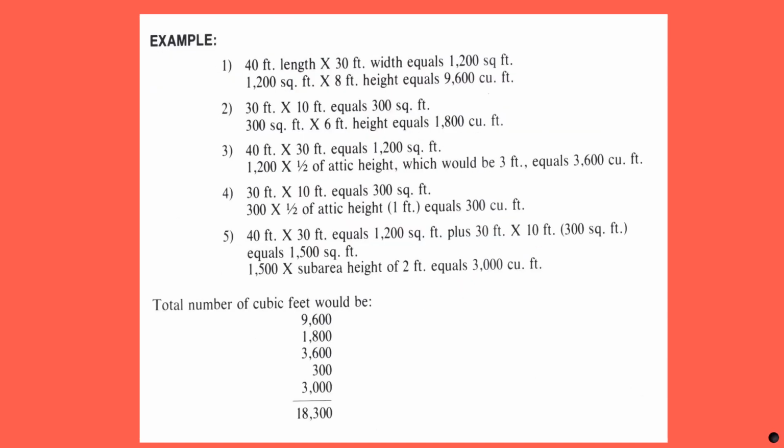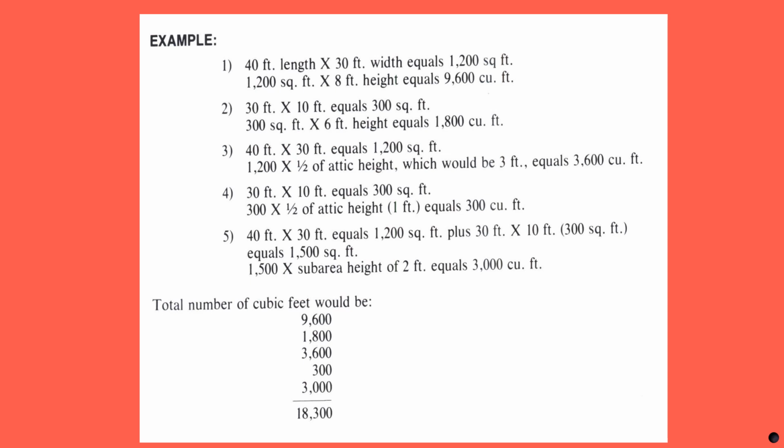Example. 1. 40 feet length by 30 feet width equals 1,200 square feet. 1,200 square feet times 8 feet height equals 9,600 cubic feet. 2. 30 feet times 10 feet equals 300 square feet. 300 square feet times 6 feet height equals 1,800 cubic feet. 3. 40 feet times 30 feet equals 1,200 square feet. 1,200 times 1/2 of the attic height, which would be 3 feet, equals 3,600 cubic feet. 4. 30 feet times 10 feet equals 300 square feet. 300 times 1/2 the attic height, 1 foot, equals 300 cubic feet.